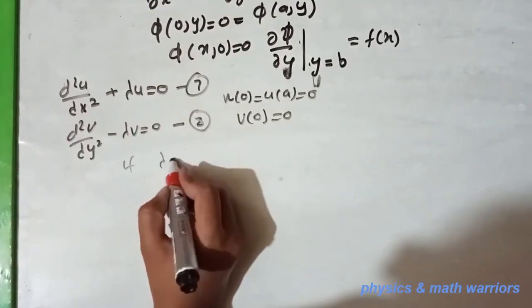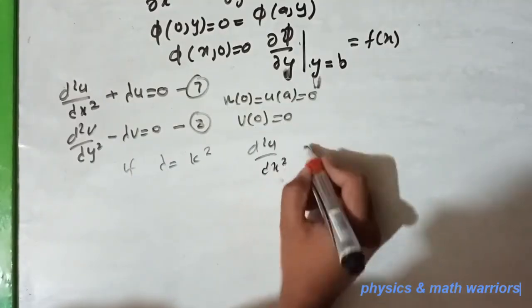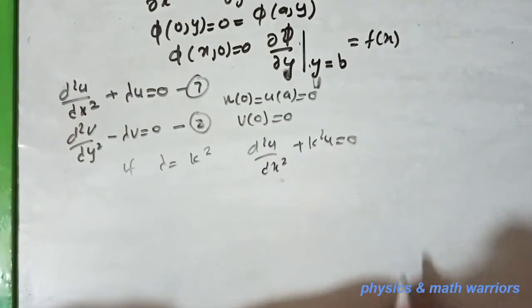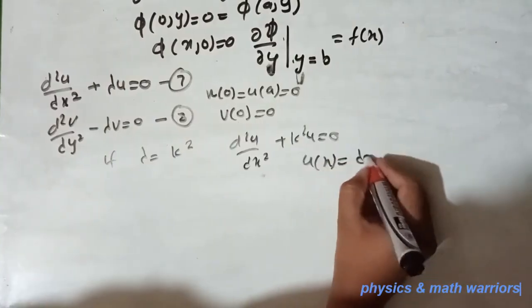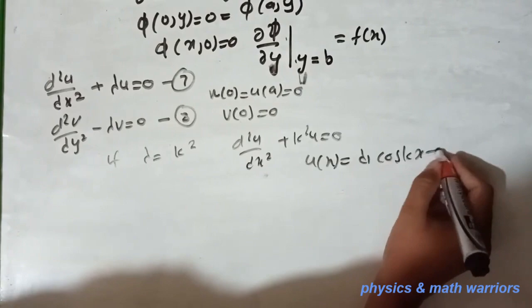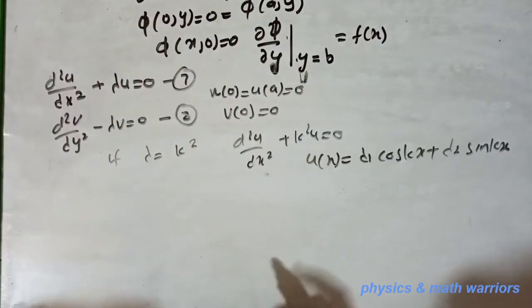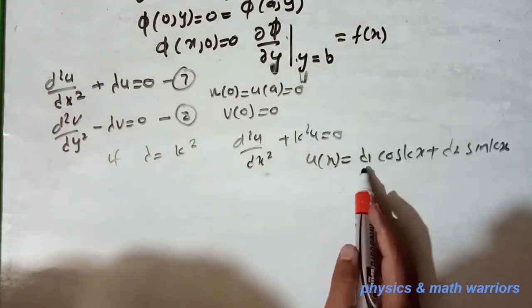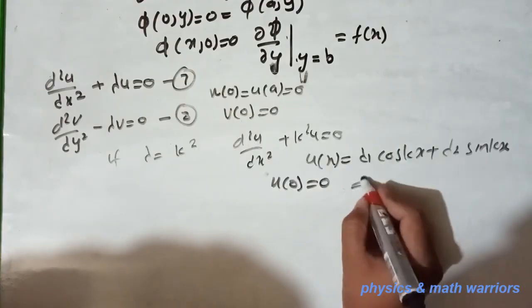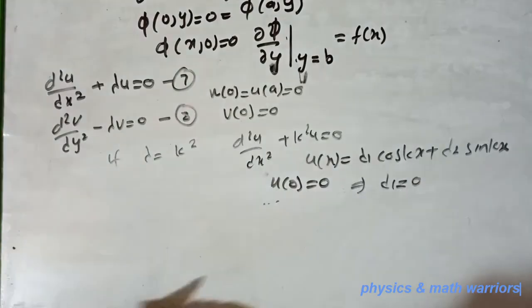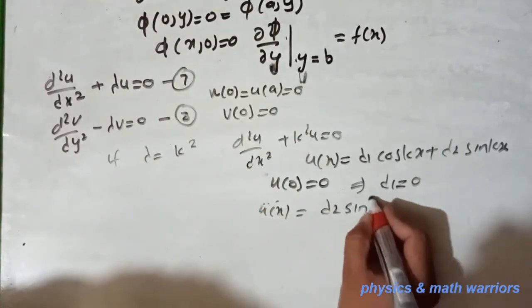If lambda is equal to k square, then equation 7 becomes d square u over dx square plus k square u is equal to 0, and the solution of this equation is u of x is equal to d1 cos kx plus d2 sin kx. Now we'll use boundary condition to find the value of d1 and d2. u of 0 is equal to 0 implies d1 is equal to 0. So u of x is equal to d2 sin kx.